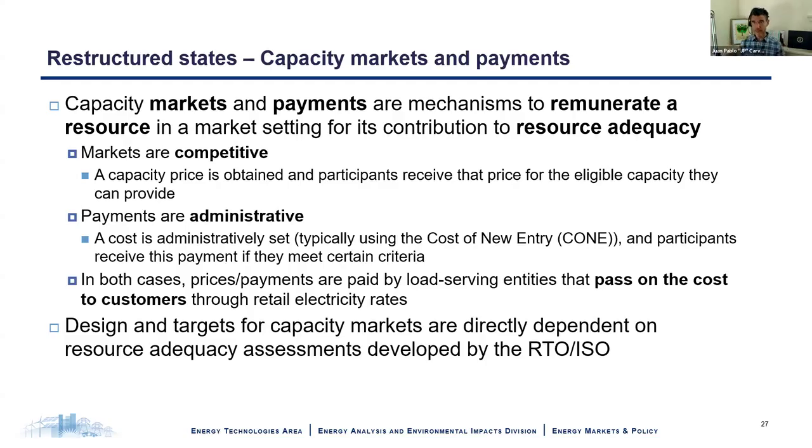Markets are competitive, so the capacity price is obtained and the participants receive the price. They don't exactly know which one it is. Payments are administrative, so sometimes a cost can be administratively set.